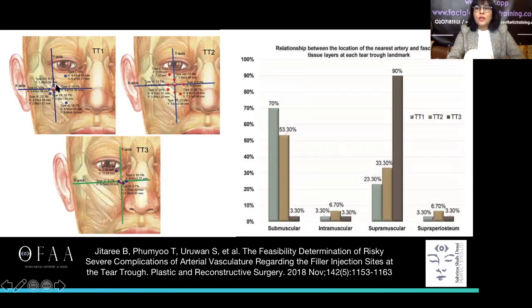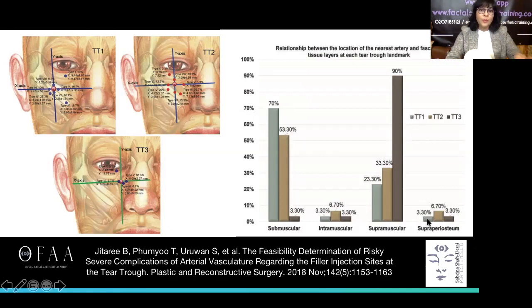And what they found is that in the TT1 area, which is shown in green, in gray, 70% of the arteries were submuscular. So they were just below the orbicularis oculi. A very low percentage, 3%, were intramuscular, and about 23% were supramuscular. So basically, up above and below the muscle is primarily where these vessels were. And on the periosteum, it's just about 3%.